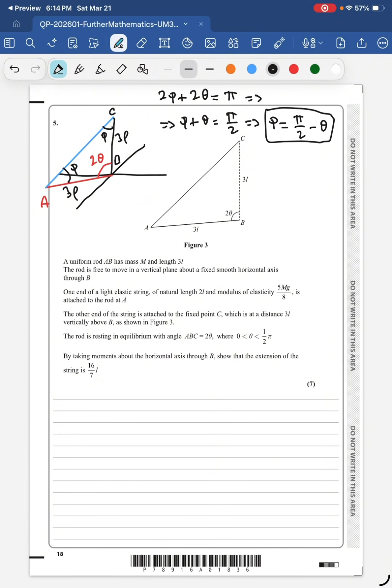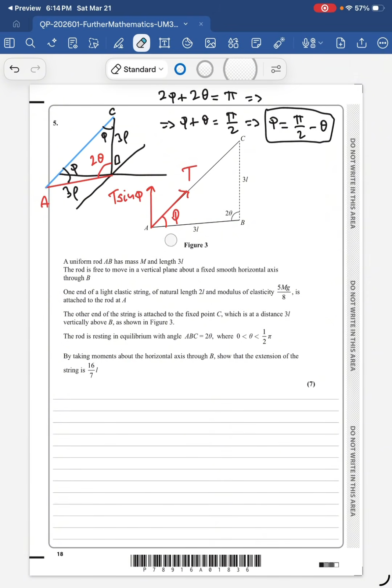All right. The first force is the tension from the string, which we can draw like this. That's the tension, and this is phi. So we need to find the component of T that is perpendicular to the rod so we can take moments around B. That component is this one, which is T sine of phi. The other component is T cosine phi, but it points towards B, so it doesn't create a moment, so we're going to erase it for now.